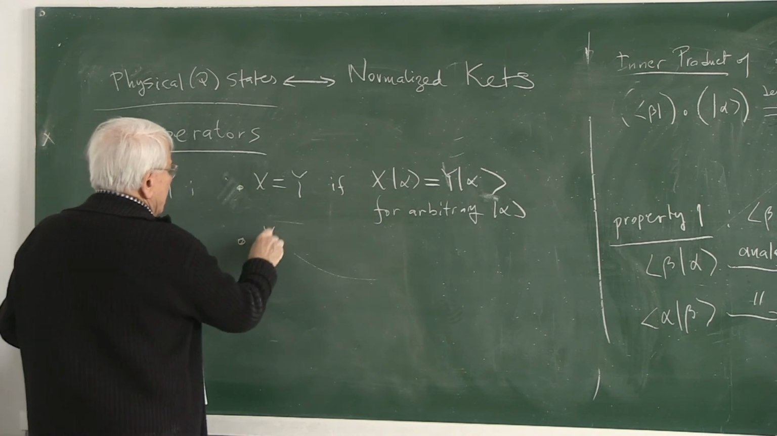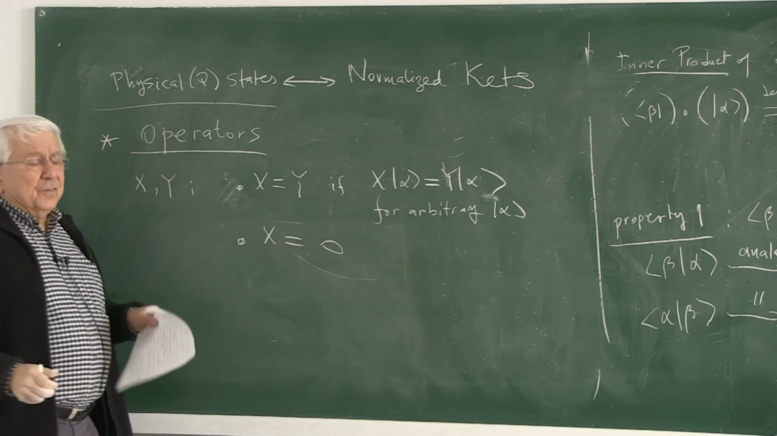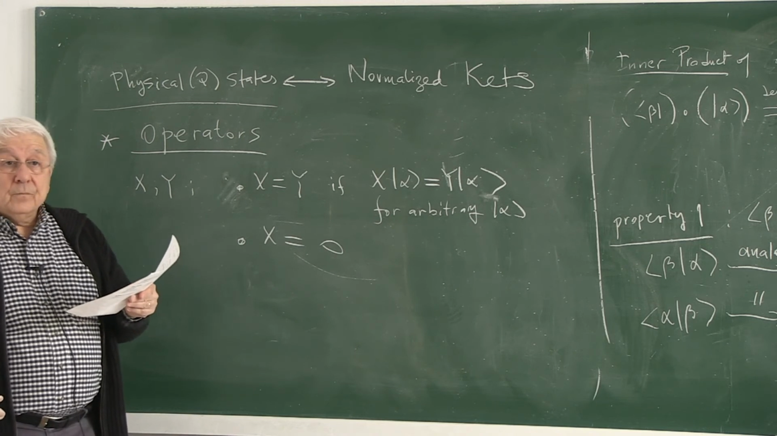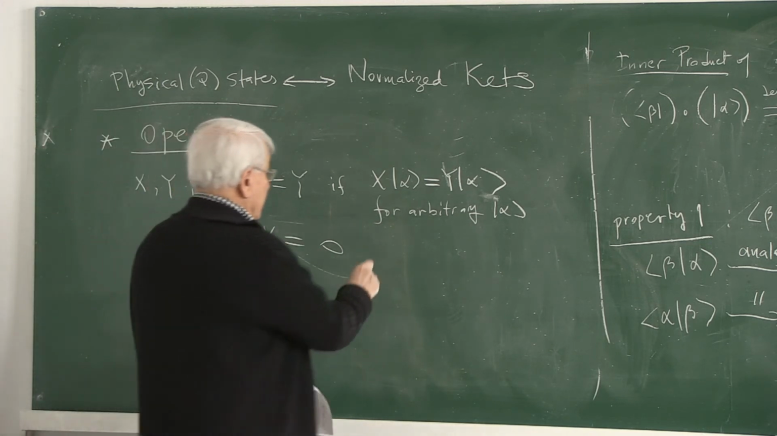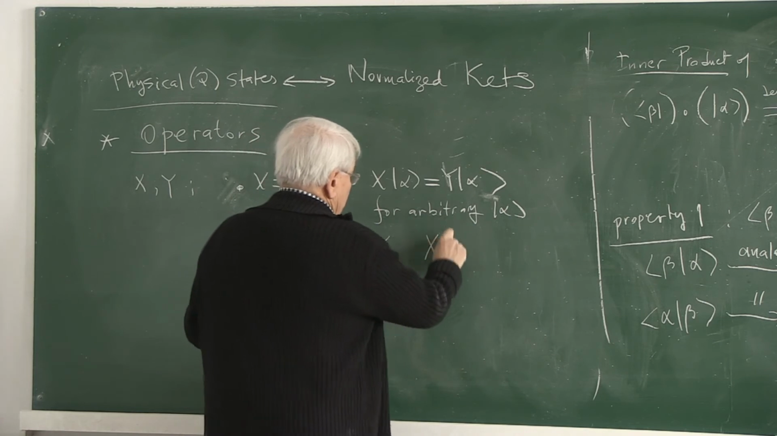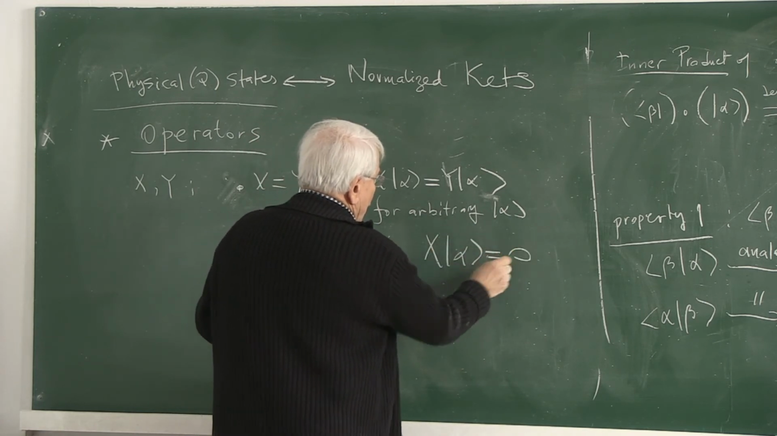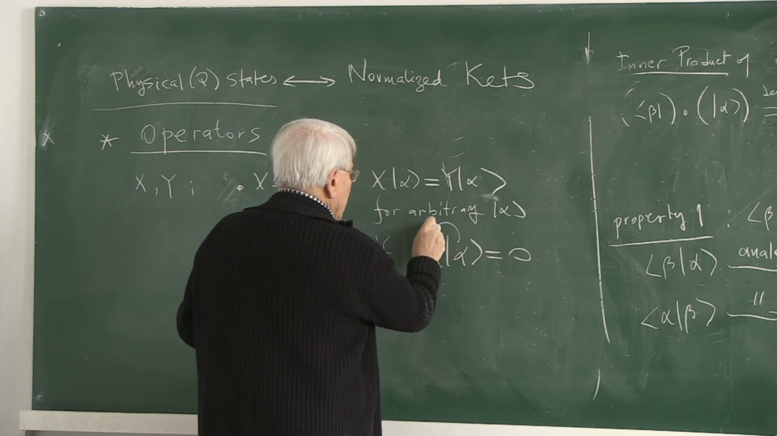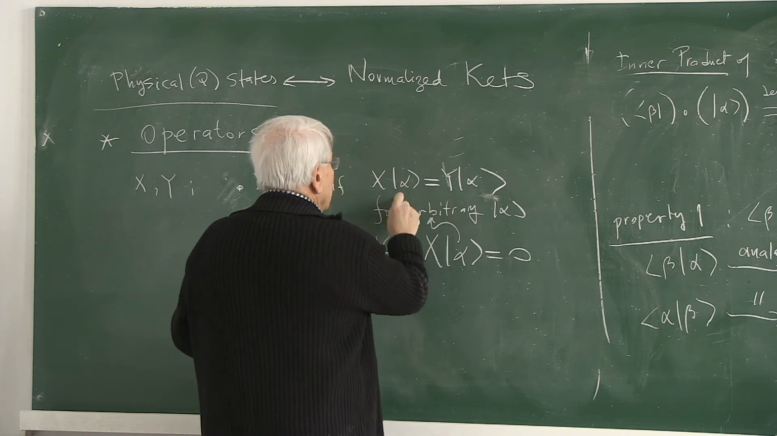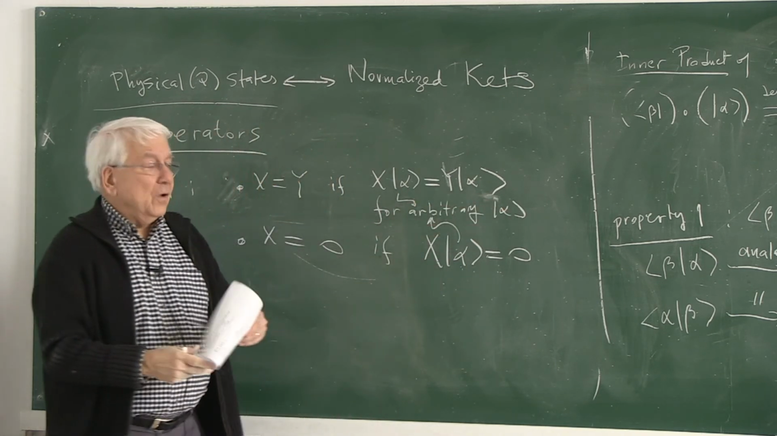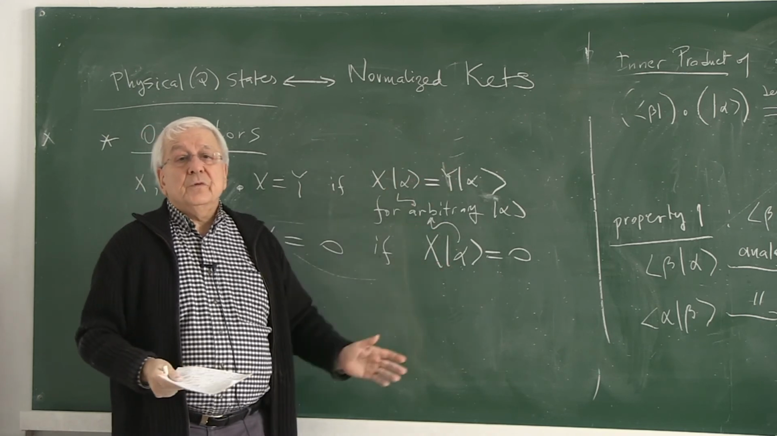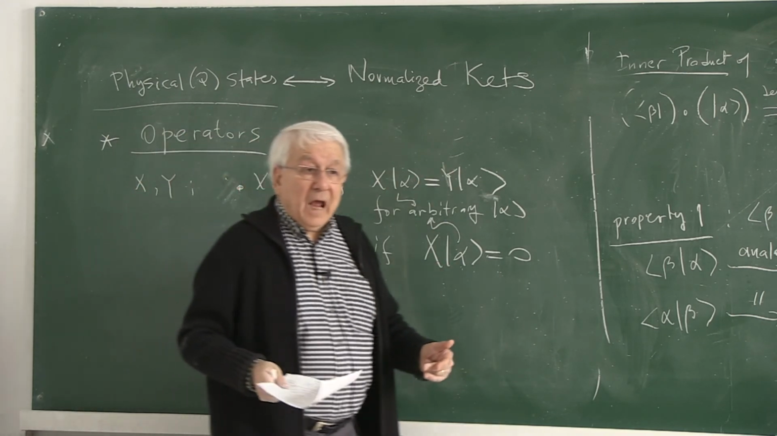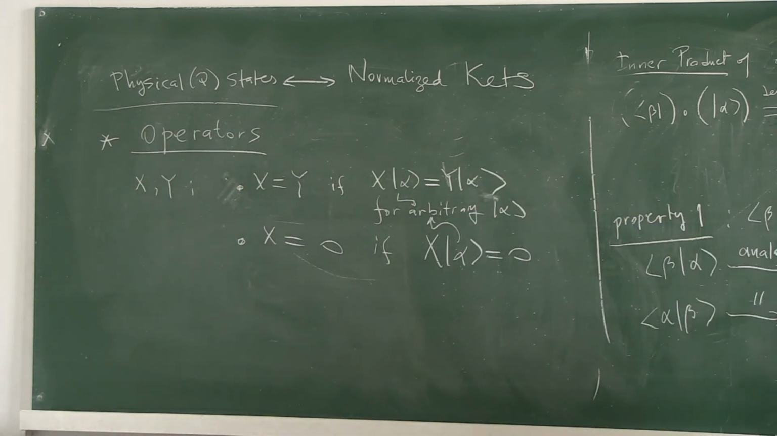That's the first property. The second property: an operator is equal to 0 if this is so for an arbitrary alpha. This arbitrary alpha is valid in both theorems. When you take that X and act on an arbitrary state, if you get 0, then you say that operator is null.